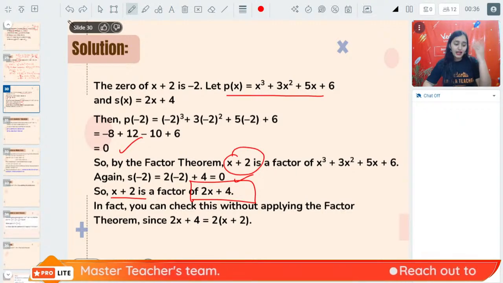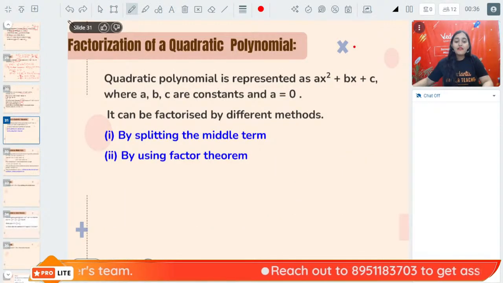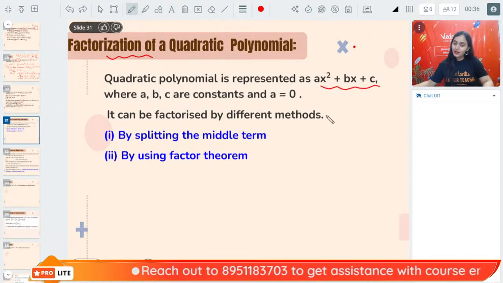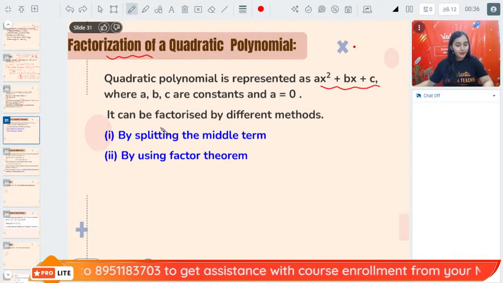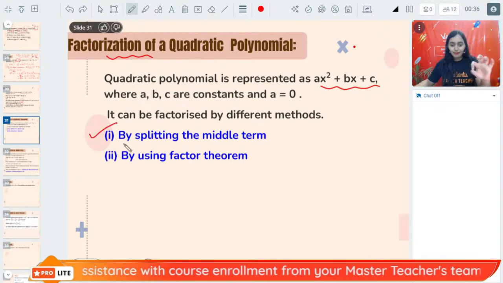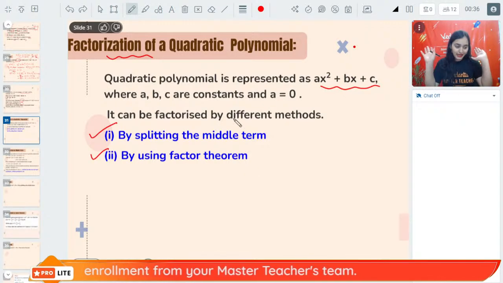No, Shravya, that's what we are going to learn now. Shravya is asking how to factorize a quadratic polynomial. That's what we will learn. To factorize a quadratic polynomial, we have two methods: the splitting the middle term method and the factor theorem method. No need of trial and error.